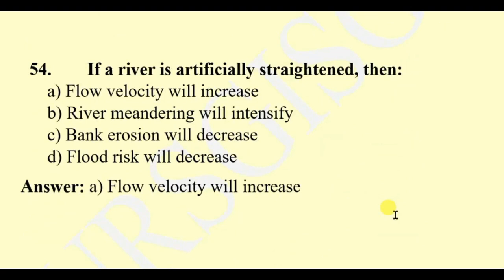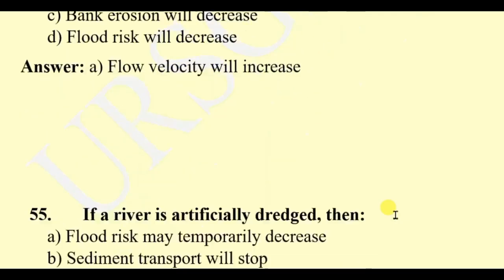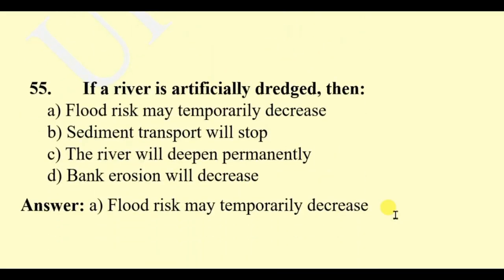Question 54. If a river is artificially straightened, means channelized, then flow velocity will increase, river meandering will intensify, bank erosion will decrease, flood risk will decrease. Here the right answer will be flow velocity will increase because of the straightening of the channel or the channelization process. Question 55. If a river is artificially dredged, then flood risk may temporarily decrease, sediment transport will stop, the river will deepen permanently, bank erosion will decrease. Here the right answer will be flood risk may temporarily decrease.